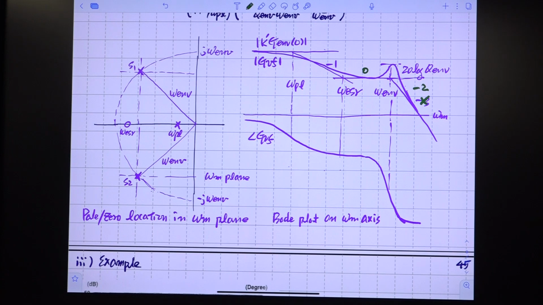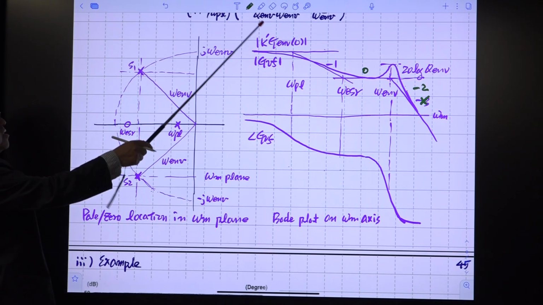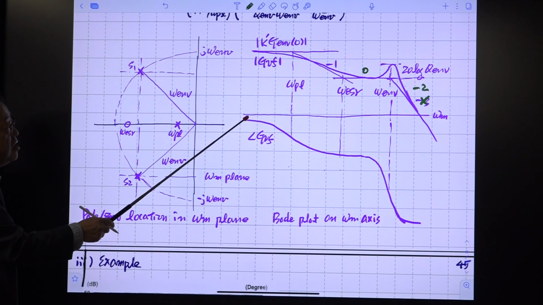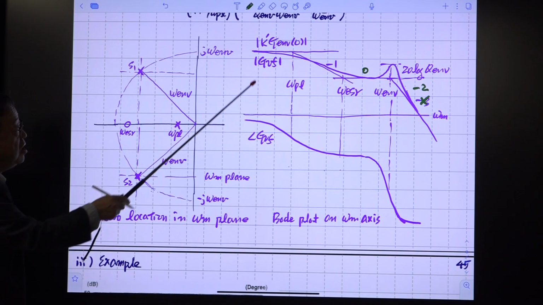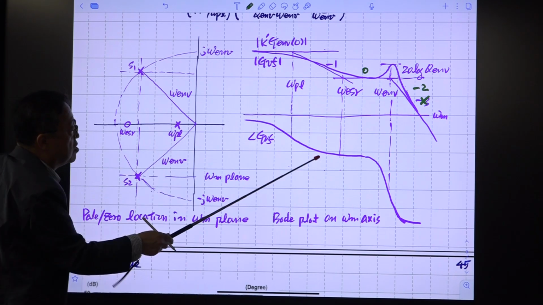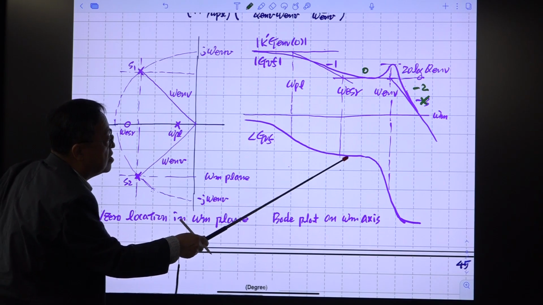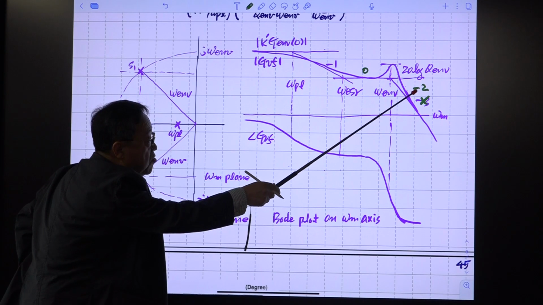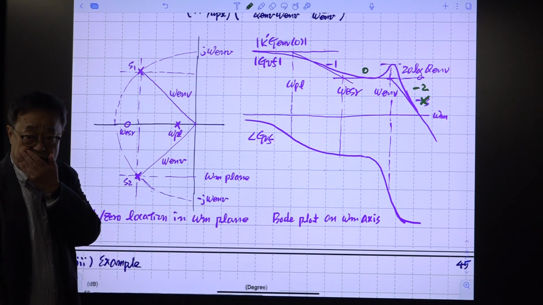How about phase? You are not considering the sign of this low frequency gain. Assume that it is positive. Then it starts from 0 degrees and goes down to -90 degrees with some peaking, and it is reduced to -180 degrees.